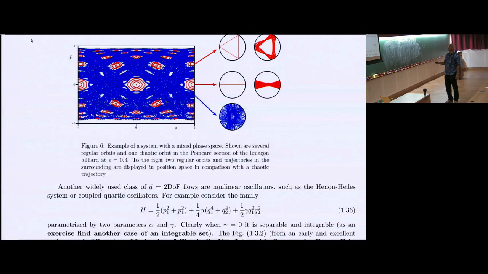So you will have instability here. Initially, nearby points here will be completely uncorrelated after some time, whereas here there is stability.